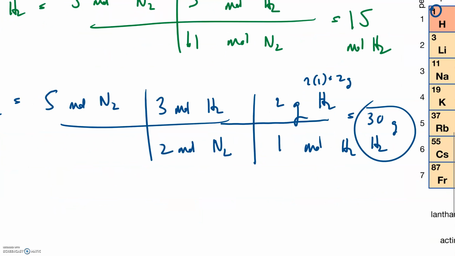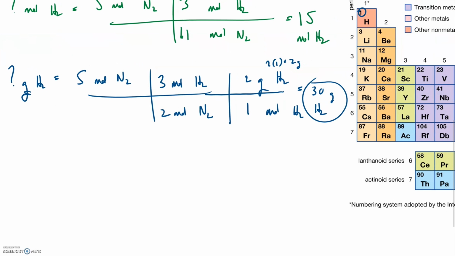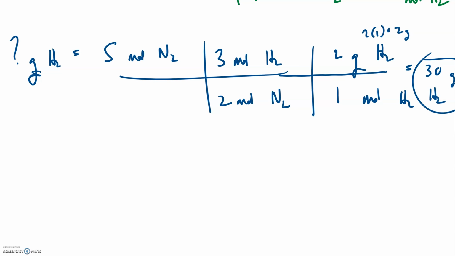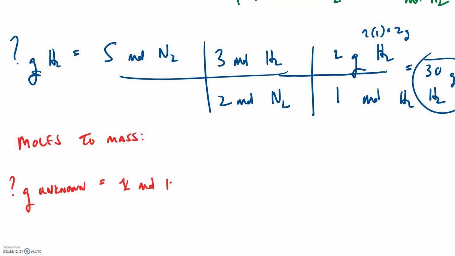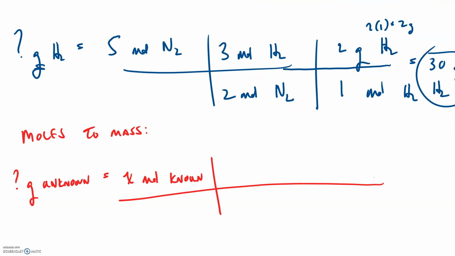So let's put together a little plug-in guide that we can use to guide us as we go. Let's say that we're doing one like the one we just did, which was a moles to mass. What would the basic setup look like, where the unknown is a mass and the known is moles? We'd say how many grams of our unknown, because that's what we're trying to find, would be equivalent to however many moles of the known that we have. And then our table would look like this.